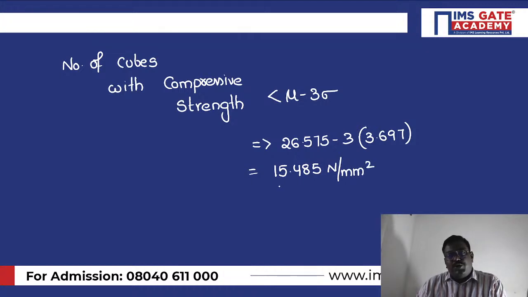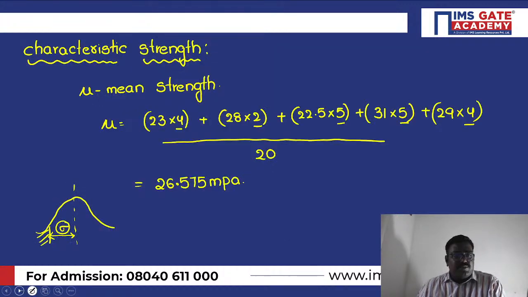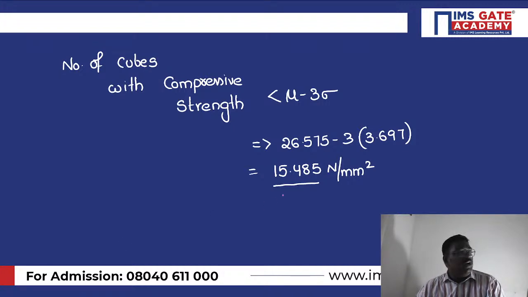So how many cubes are there with strength less than 15.485? Is there any strength here less than 15.485? Everything is greater than 20 MPa. So the number of specimens with strength less than 15.485 is 0. The answer here is there is no cube.